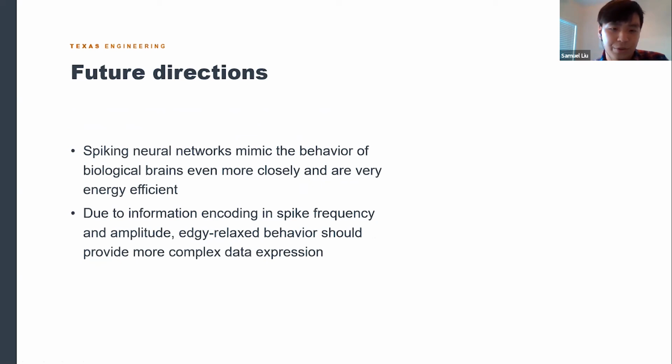So the future direction for this work, I imagine, is towards spiking neural networks. These are networks that mimic the behavior of biological brains more closely and in more energy efficient ways. And since information is encoded in spike frequency as well as amplitude, edgy relaxed behavior should have deeper consequences for this case.